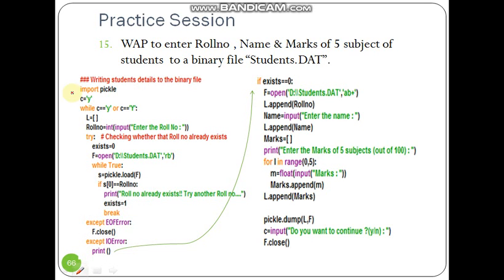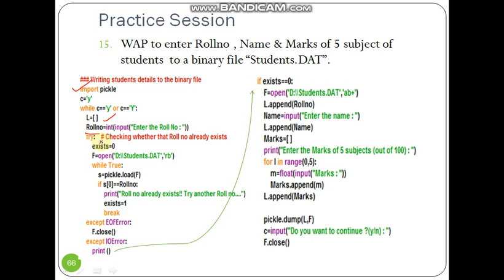Then here we are using a while loop. In the while loop, we are using a variable c, which is y now. Then we are creating an empty list, then entering the roll number into Rollno. Then we are using a try-except block. Within that we are using a variable exist, which is 0.